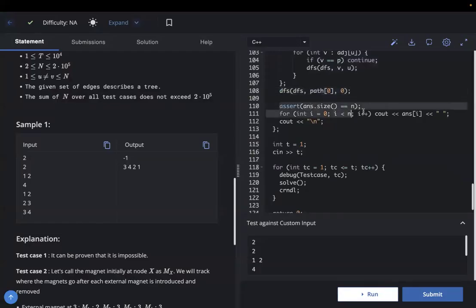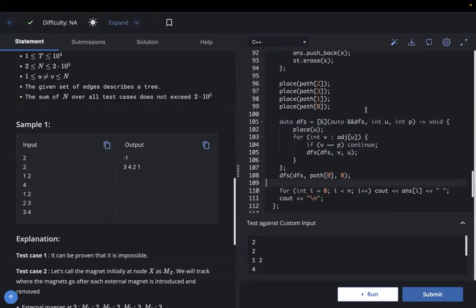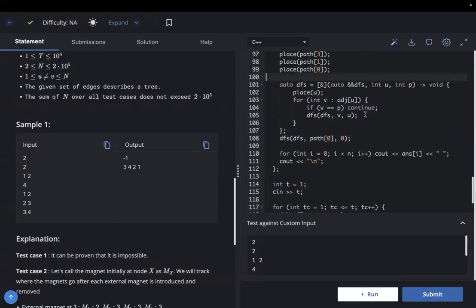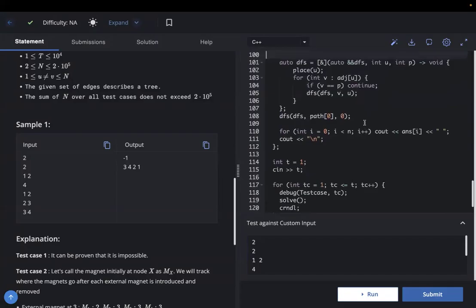And at the end, you can ignore this. That was just a check that just in case if my answer length is not equal to n, then I will get a runtime error. So I will have a better idea of why my answer is failing. It just helps in debugging. And at this place, I'm just printing the answer.